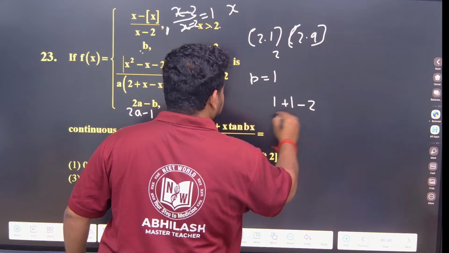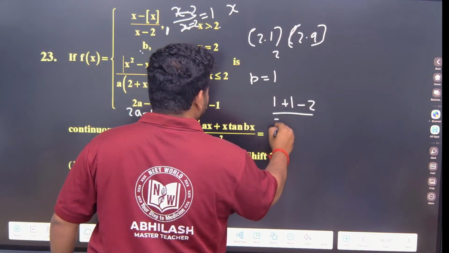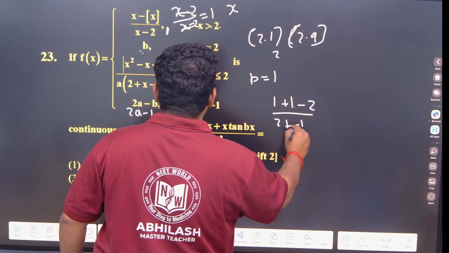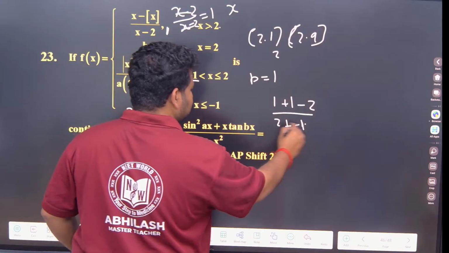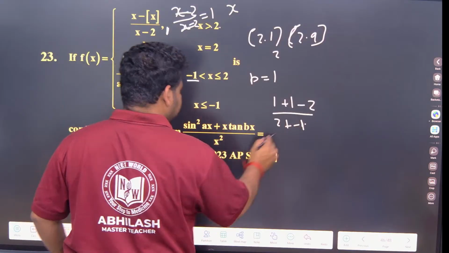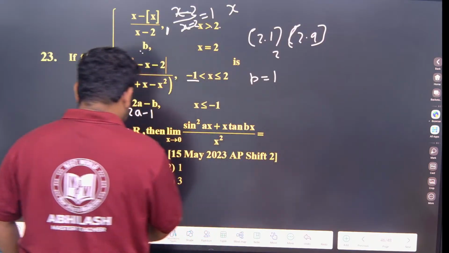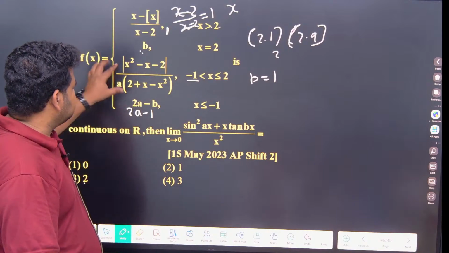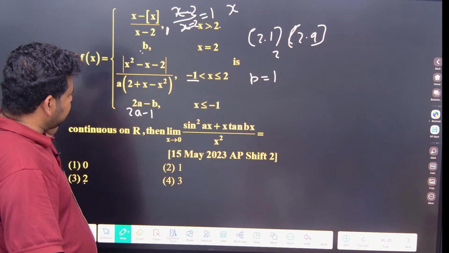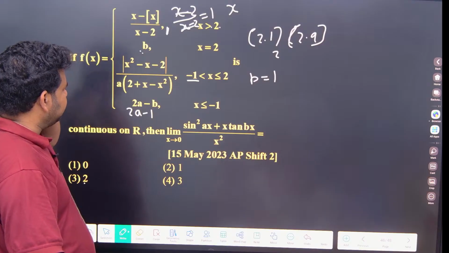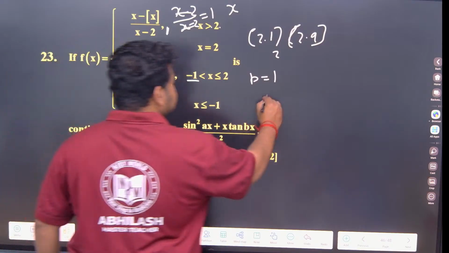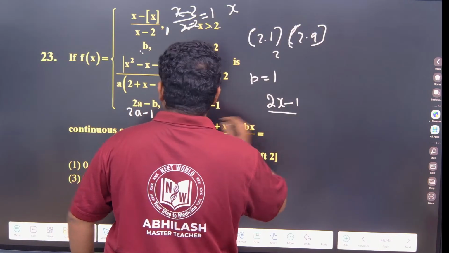Minus 2, divided by what is this? 2 plus minus 1 square. So this will be 2 plus 2 minus 2. This will become 0 by 0. We will get the 0 by 0 form. But to find it out here, what should we do? We apply L'Hopital rule. If you apply L'Hopital rule, this will become 2x minus 1.